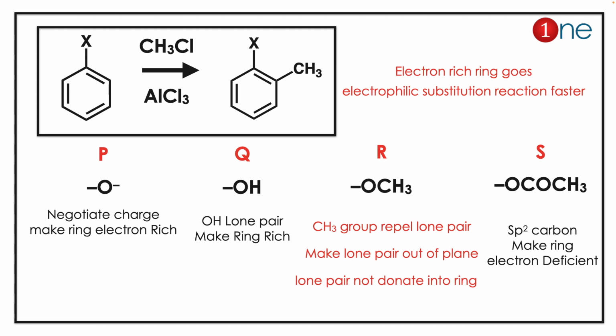If you look at R, it is very interesting, because everybody thinks CH3 is an electron donating group that promotes electron donation better. But the CH3 group won't allow the lone pair to participate in resonance. Then, S is an sp2 hybridized carbon, it will make the ring electron deficient, so it will come last. So the order will be PQRS. The concept you have to learn here is that OH is a better activator than OCH3 in the benzene ring.